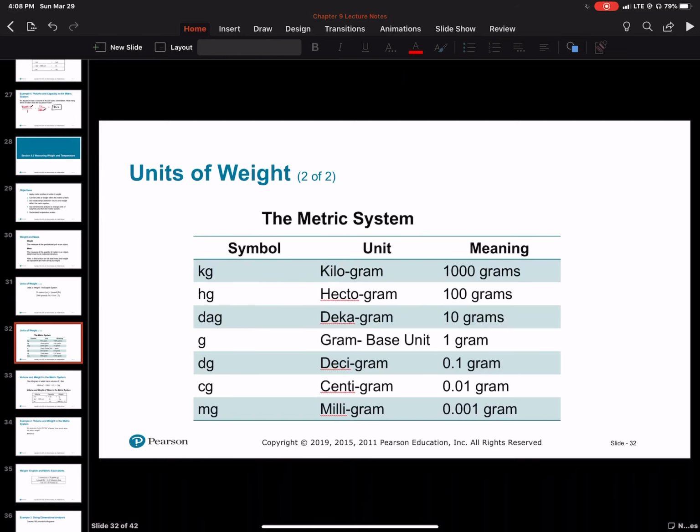Let's look at the metric system. You've seen this before because in other sections we talked about kilometers, kilograms, and kiloliters. Now this is the same thing, but we're talking about grams. So we have kilograms, hectograms, decagrams. We have the base unit, which is grams. Then we have decigrams, centigrams, and milligrams. And we have their respective symbols beside them to the left, which is kg, hg, dag, g, dg, cg, and mg.